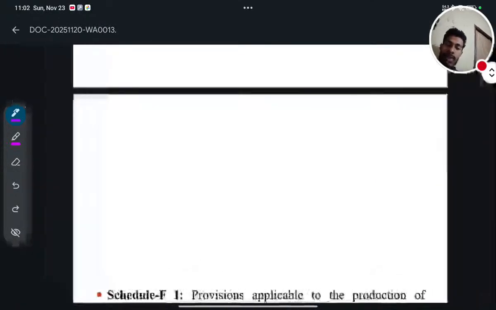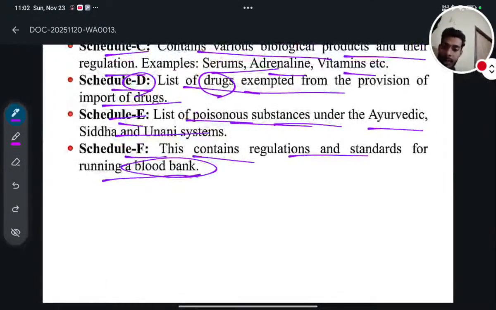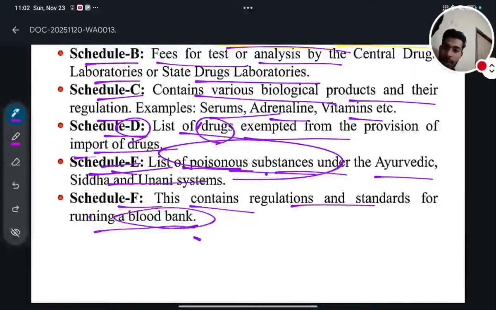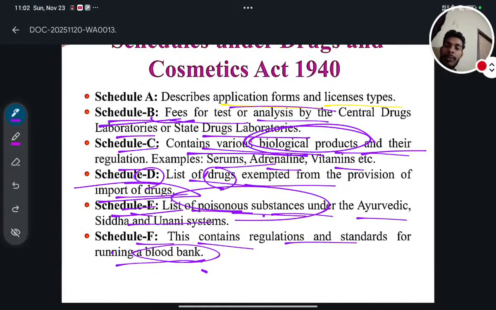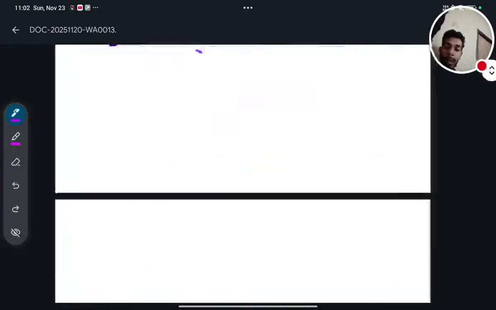So you have to remember these terms. I will mention which one is important. Like Schedule E for poisonous substances, Schedule F for blood bank, Schedule D for drugs which are for import of drugs, Schedule C for the various biological products. Biological products, what are they? Like this. Schedule B for fees mainly. Schedule A for the application form mainly. Okay, like that.